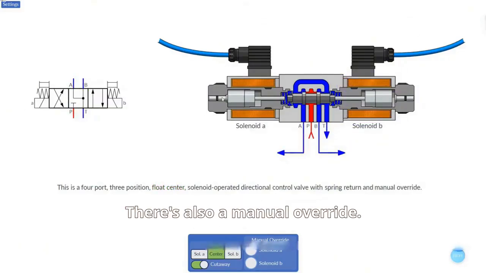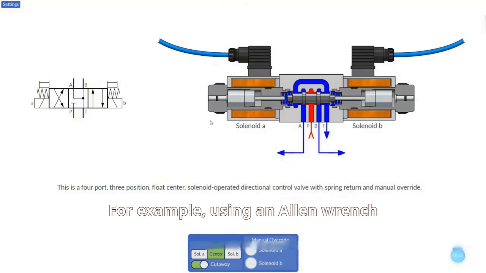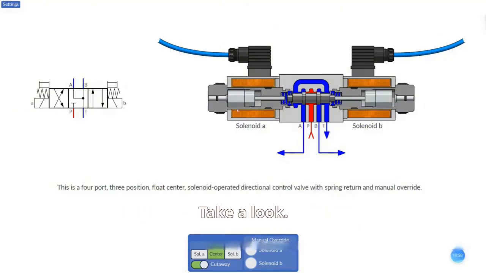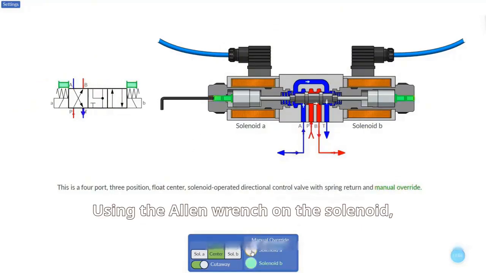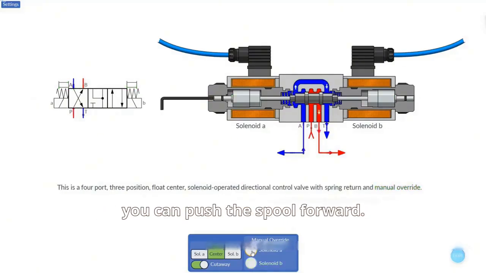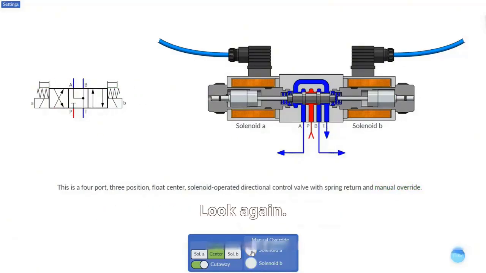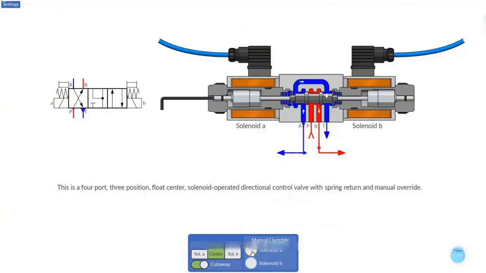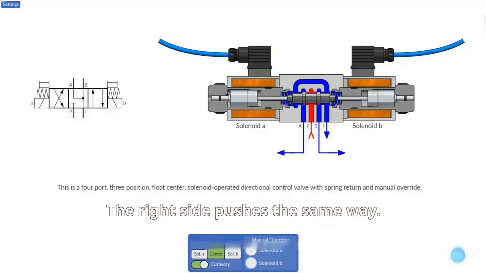There's also a manual override, for example, using an Allen wrench on the solenoid. Take a look. Using the Allen wrench on the solenoid, you can push the spool forward. Take a look. Look again. Push. Right? The right side pushes the same way.